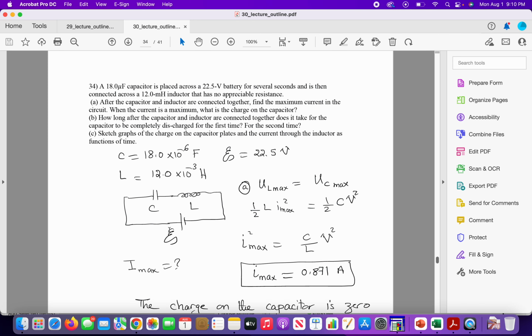I kept the battery here, and that is wrong. A 18 microfarad capacitor is placed across a 22.5 volts battery for several seconds and is then connected across. Then I don't have that EMF, sorry. There is a mistake in this circuit, so remove this EMF, this one here. I just noticed that.